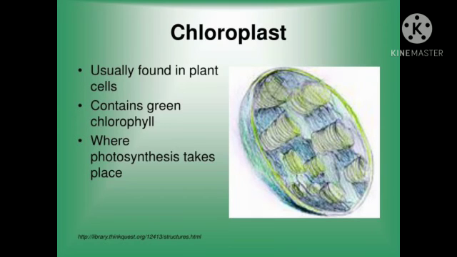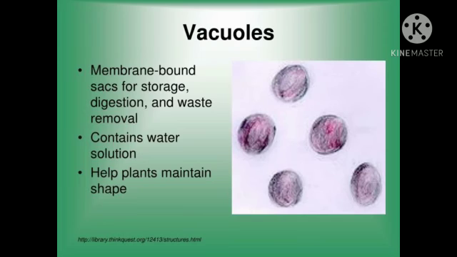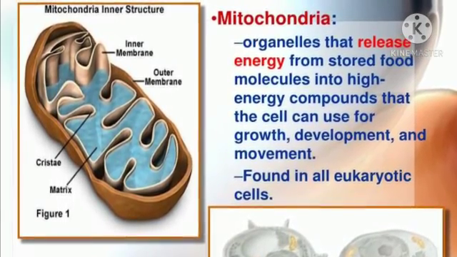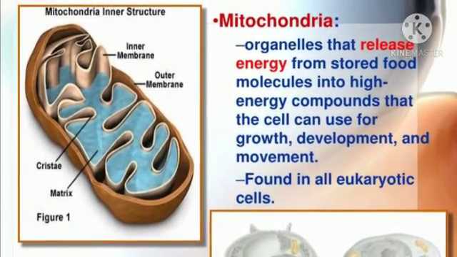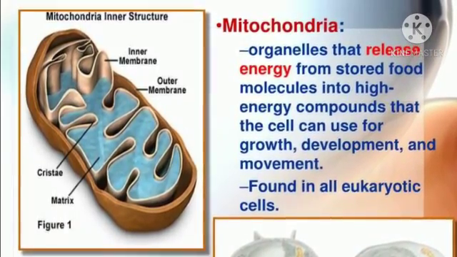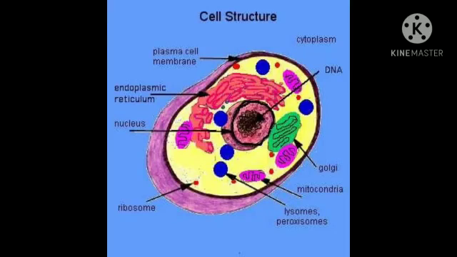The next topic is vacuole. You all know animals have many small vacuoles and plants have a large vacuole. Membrane-bound sacs for storage, digestion and waste removal. They contain water solutions and help plants maintain shape. And mitochondria, organelles that release energy from stored food molecules into a high-energy compound that the cell can use for growth, development and movement. The basic cell structure, children.